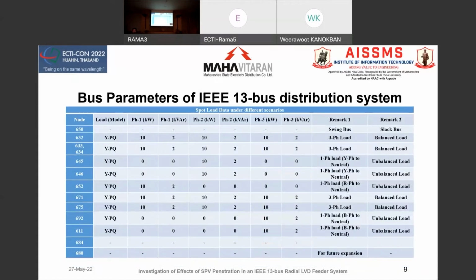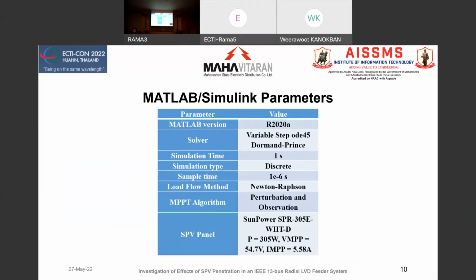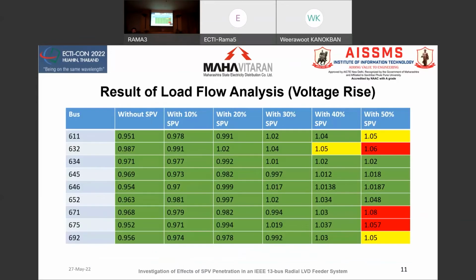Similarly, we have considered the bus parameters, wherein as per the IEEE standards, wherever there is a single phase load, a single phase load is considered. Wherever they have recommended a three phase load, a three phase balanced load is considered for the purpose of observations. We have gone with the MATLAB version of 2020, wherein we have worked with the Newton-Raphson method for the load flow. These are the important observations which we would like to share with you.